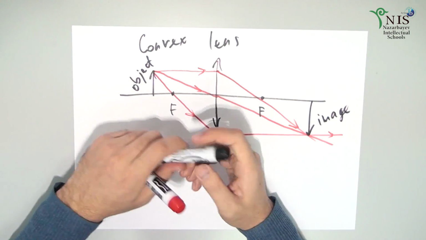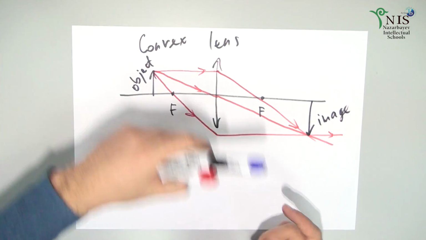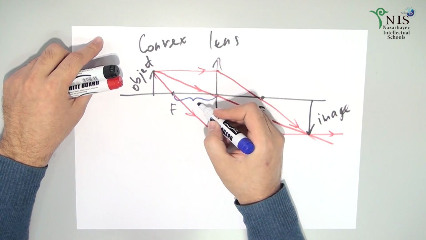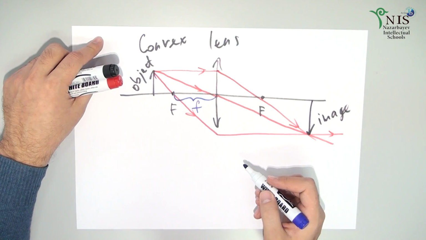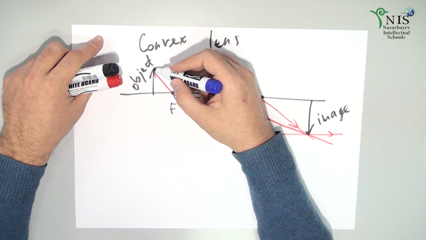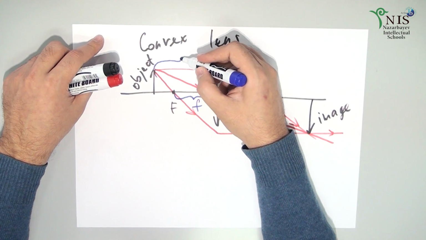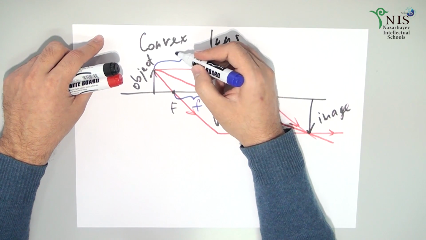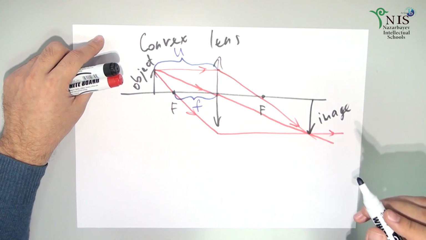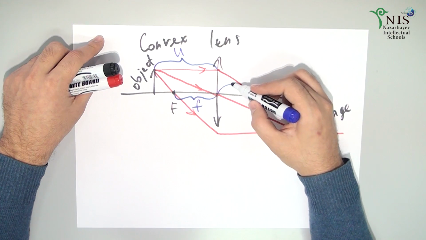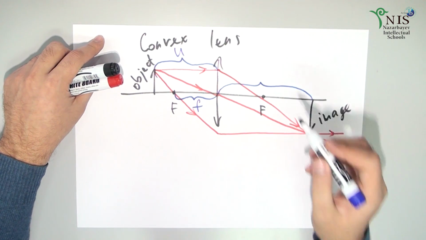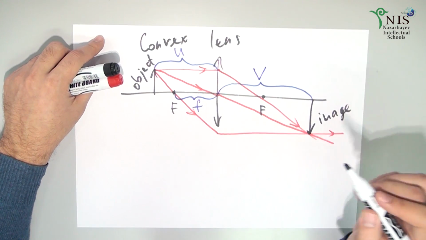And we have special notation here. This distance is called focal length; the point is capital F, and the distance is small f. The distance between the lens and the object is denoted by u. And the distance between the lens and the image is v.